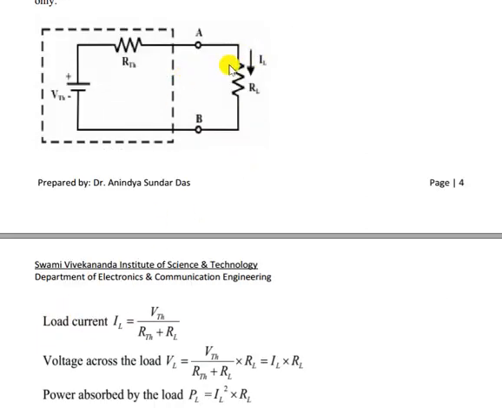So load current will be what? Nothing but IL equal to VTH divided by RTH plus RL. This is a simple application of Ohm's law, a series circuit.